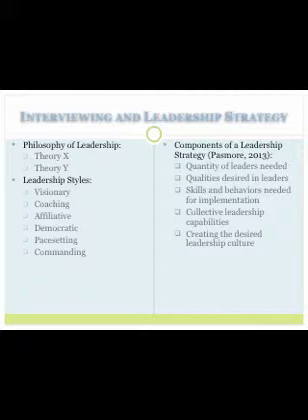Passmore believes that there are 5 components that must be assessed before implementing such a leadership strategy. How many leaders are needed? What qualities are needed in the selected leaders, such as experience or demographics? The desired skills and behaviors needed for execution of the strategy, the shared capabilities of the leaders when working together, such as problem solving or developing new talent, and creating and maintaining a desired organizational culture.